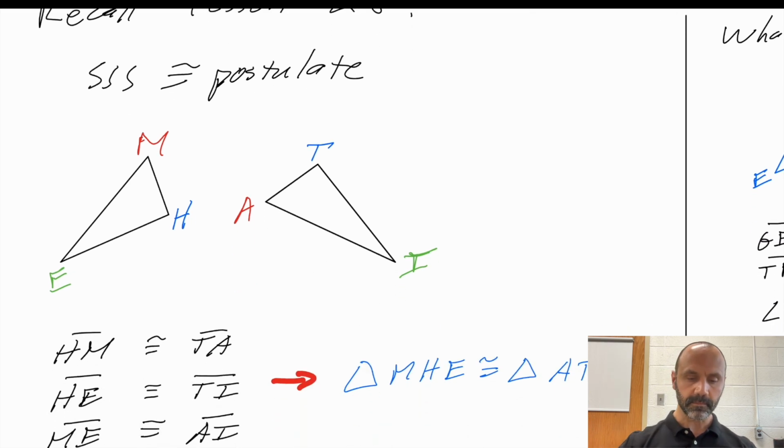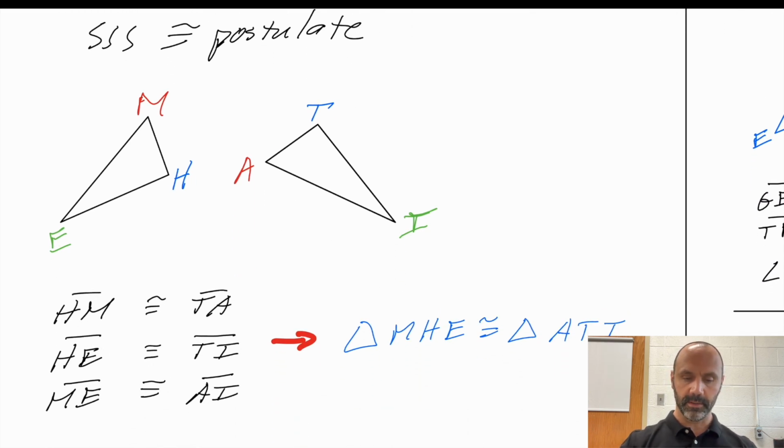And that's tied in with this idea also that if the triangles are congruent, then all the corresponding parts are congruent. So in this case, we looked at triangle MHE and triangle ATI, which is what we have down here because we know that the corresponding sides are congruent. Remember, the order matters. The order that we put these things in when we're writing the congruence statement matters because we want the corresponding vertices to match up.